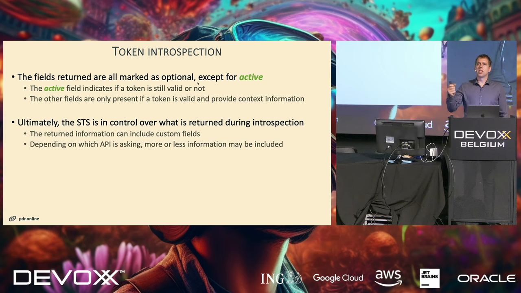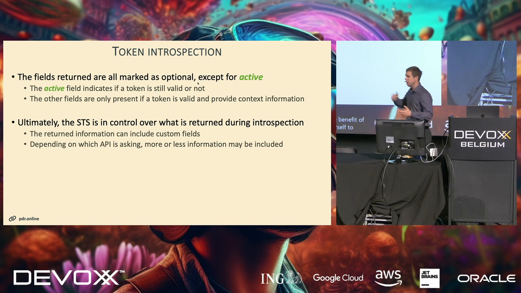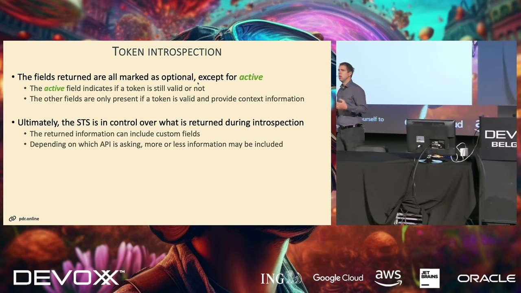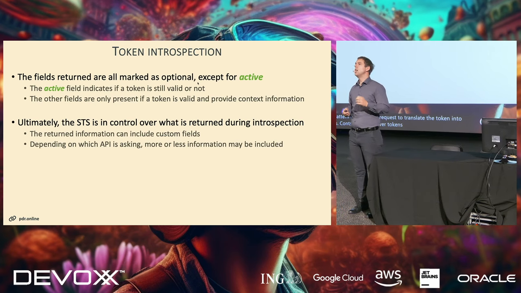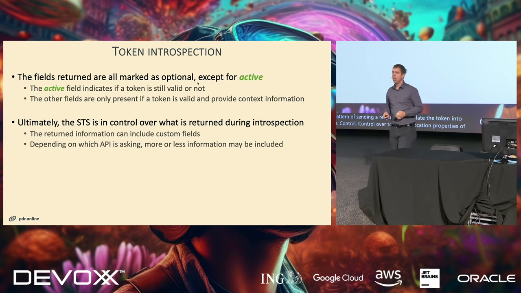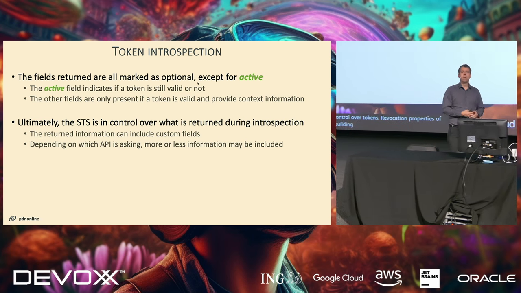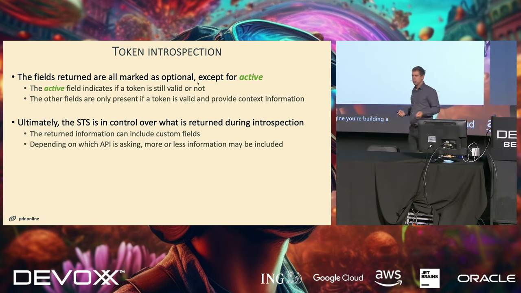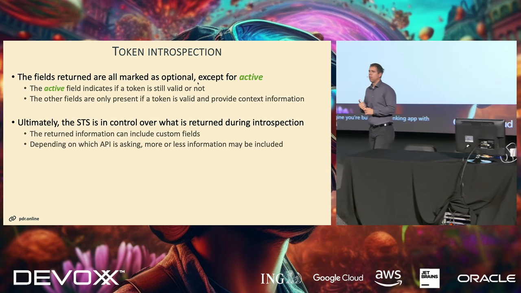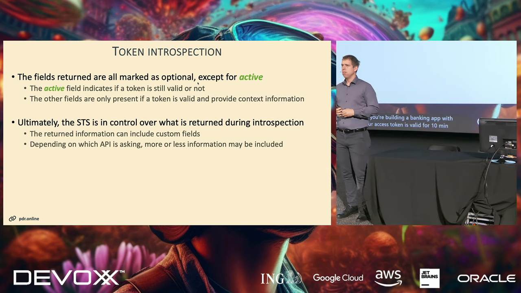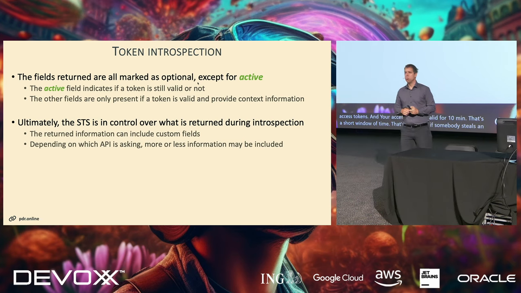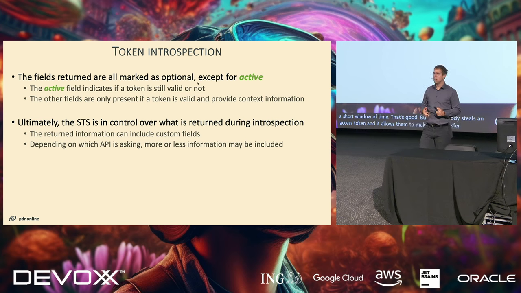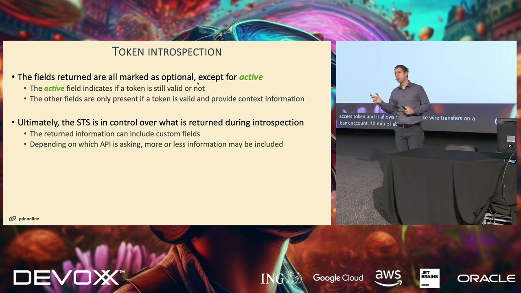All right? What's the benefit of using reference tokens? Why would you subject yourself to that pattern of sending a request to translate a token into claims? Control. Control over tokens. Revocation properties of tokens. Let's imagine you're building a banking app with access tokens, and your access token is valid for 10 minutes. That's a short window of time. That's good. But if somebody steals an access token and can make wire transfers on a bank account, 10 minutes of abuse is still kind of problematic.